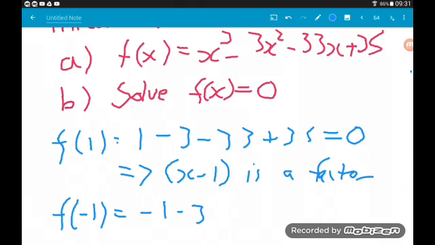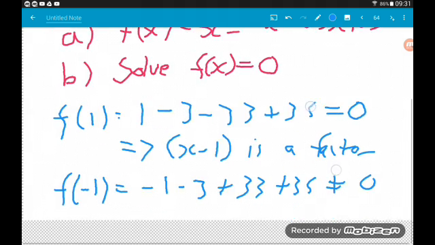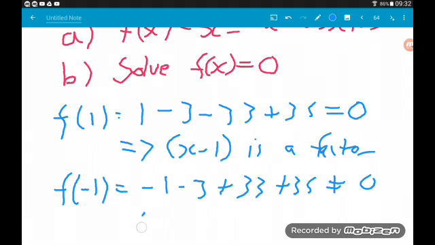And then we've got minus 33 times minus 1. That's going to give us positive 33. And then we've got plus 35 at the end. So, we can easily see that's not equal to 0. So, x plus 1 is not a factor.